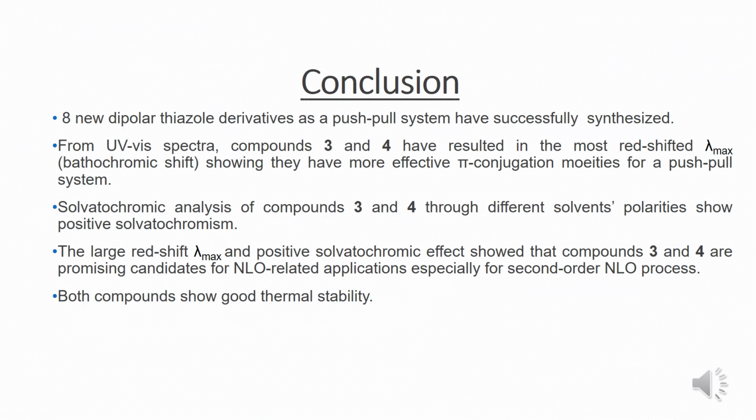In conclusion, 8 new dipolar thiazole derivatives have been successfully synthesized. Compounds 3 and 4 have the most redshifted lambda max, showing that they have more effective pi conjugation moieties for a push-pull system. The solvatochromic analysis for 3 and 4 in different solvent polarities showed that they have positive solvatochromism. The large redshift in lambda max and the positive solvatochromic effect show that 3 and 4 are promising candidates for NLO-related applications, especially for second-order NLO processes, and both compounds also show good thermostability.